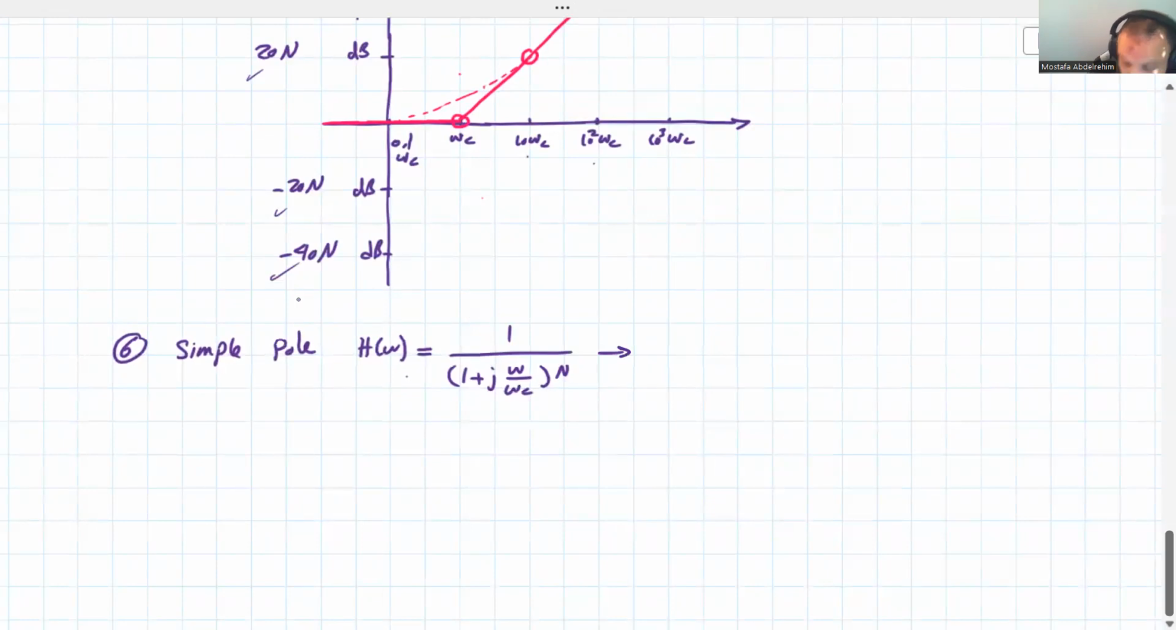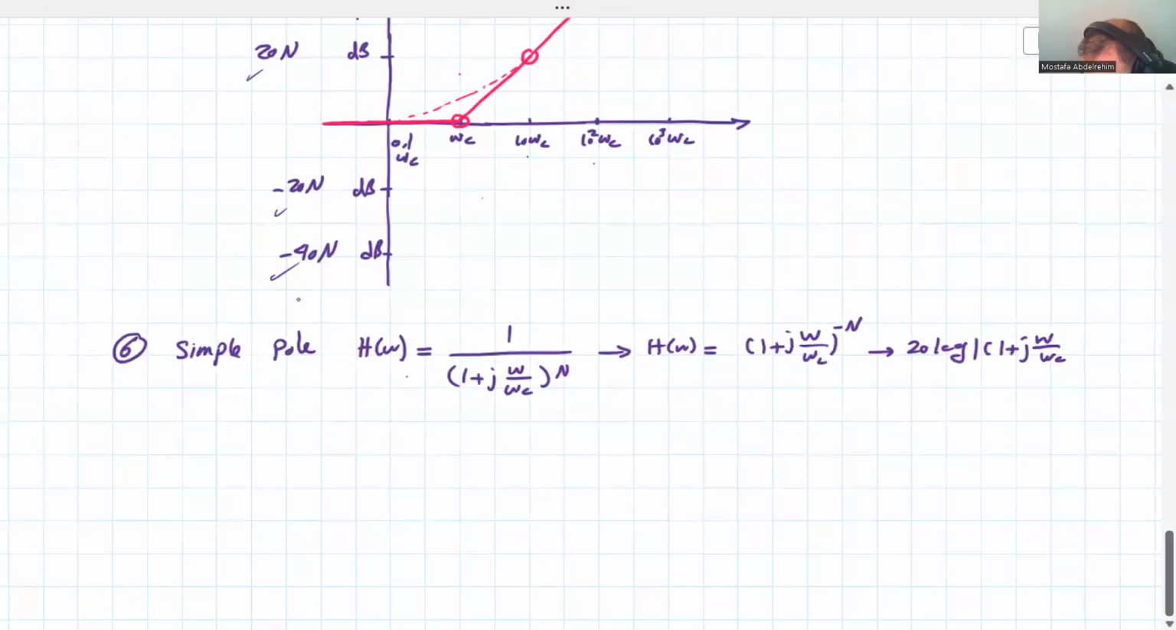Okay, so we can simplify that. So H of omega equals 1 plus j omega divided by omega c to the power of minus n. So 20 log of that, 1 plus j omega divided by omega c to the power of minus n, will lead us to minus 20n log 1 plus j omega divided by omega c.